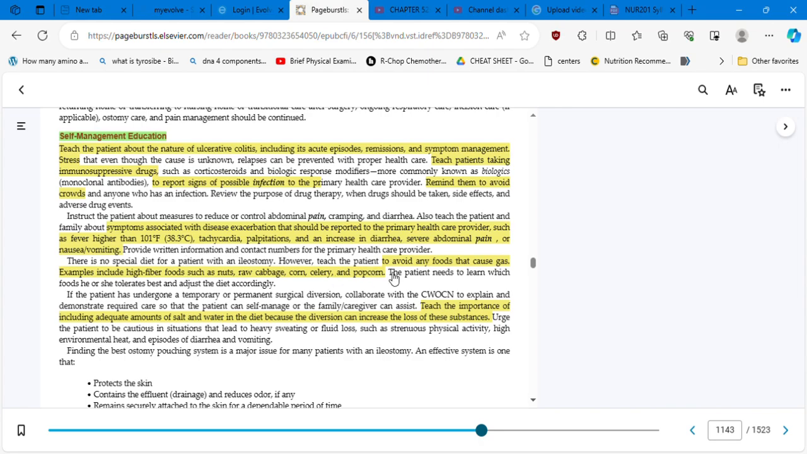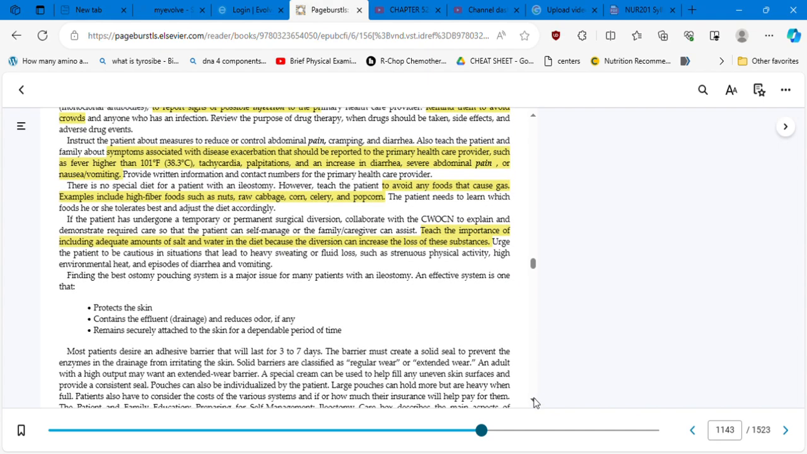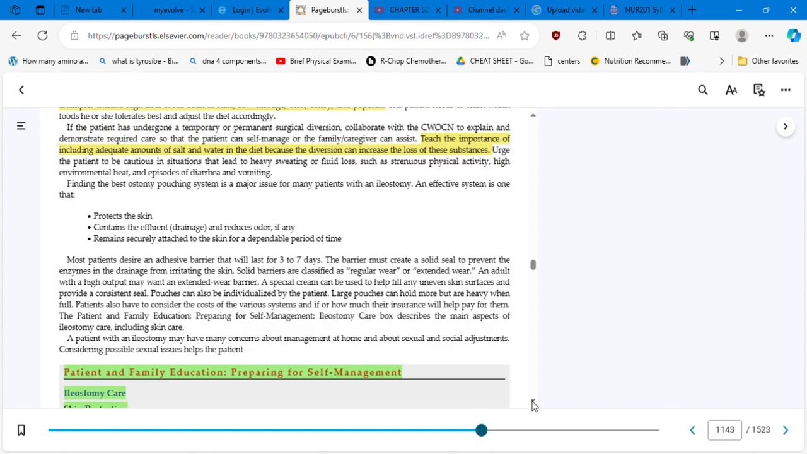This is all common sense. To avoid any food that causes gas, high fiber foods such as nuts, raw cabbage, corn, celery, and popcorn. Oh, wow. Wow. I'm surprised about the celery. Teach the importance of including adequate amount of salt and water in the diet because the diversion can increase the loss of these substances.